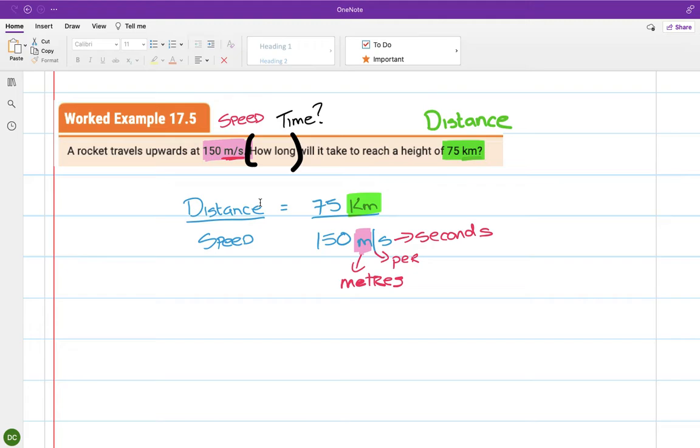Okay, so what is happening is that I have two different units. Meters and kilometers are both distance units, but they're different. You can't have that. They must be the same. Okay? So speed is really hard to change because it has the seconds stuck on, so it's much easier to change the distance. So I'm going to go up here and I'm going to change this into meters.